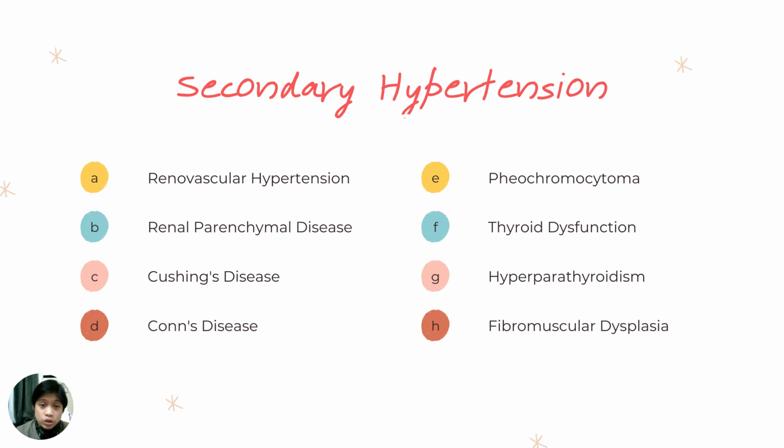So in pheochromocytoma, letter E, there is an excess release of epinephrine. And epinephrine acts on the heart to increase cardiac output and also in the blood vessels to cause vasoconstriction. Pheochromocytoma is a tumor of the adrenal medulla, and that tumor secretes a lot of epinephrine.